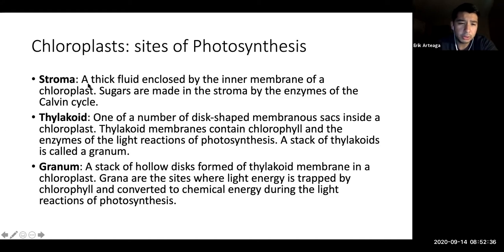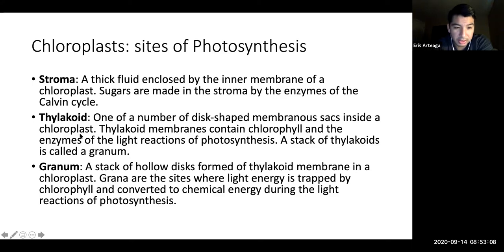All right, so stroma. This is a thick fluid enclosed by the inner membrane of the chloroplast. Sugars are made in the stroma by the enzymes of the Calvin cycle. We'll talk about the Calvin cycle in a minute. Then you have a thylakoid, one of a number of disc-shaped membranous sacs inside of a chloroplast. Thylakoid membranes contain chlorophyll and the enzymes of the light reactions of photosynthesis. A stack of thylakoids is called a granum. Okay, so granum, a stack.